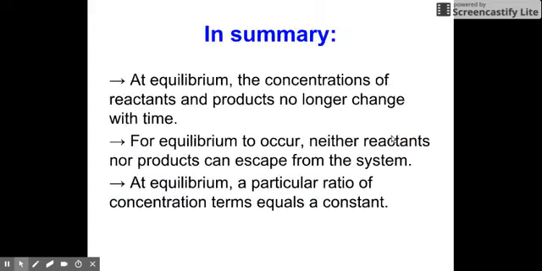And so, in summary for this video, remember that concentrations of reactants and products should no longer change with time, and for equilibrium to occur, no reactants and products should be able to escape from the system. And at equilibrium, a particular ratio of concentration terms equals a constant.